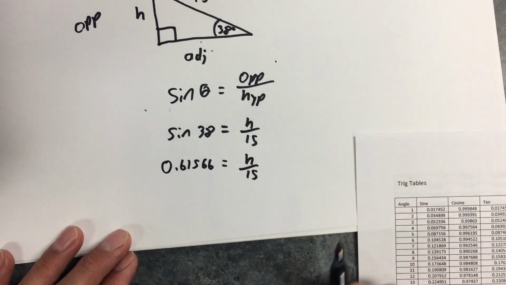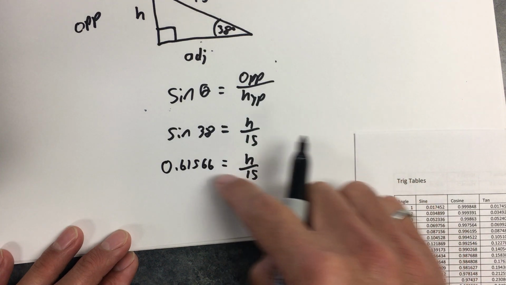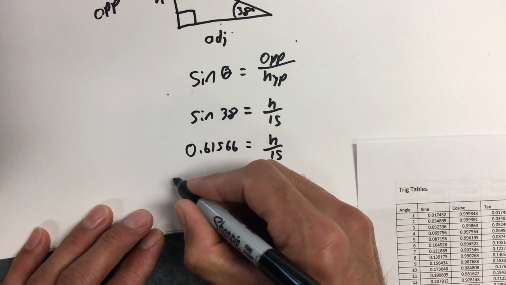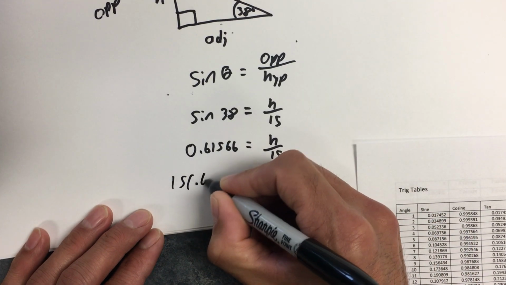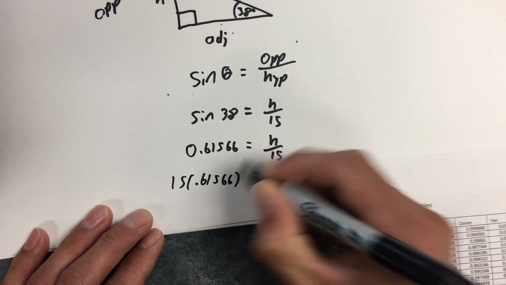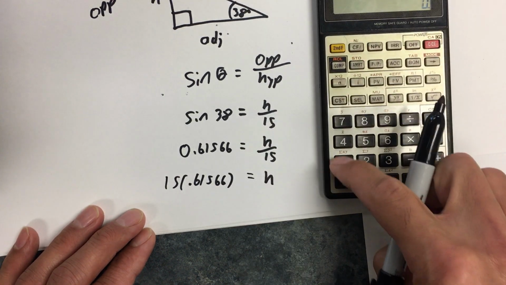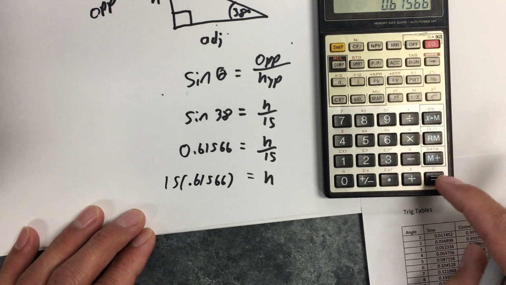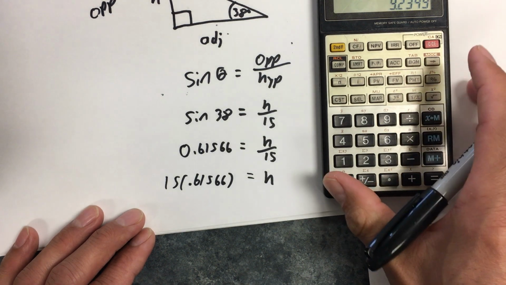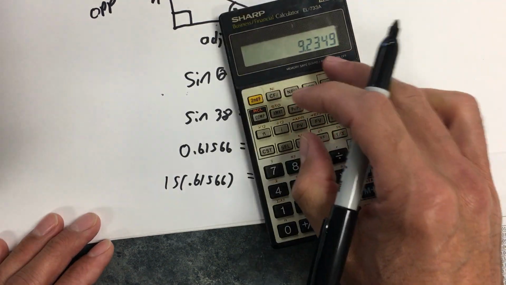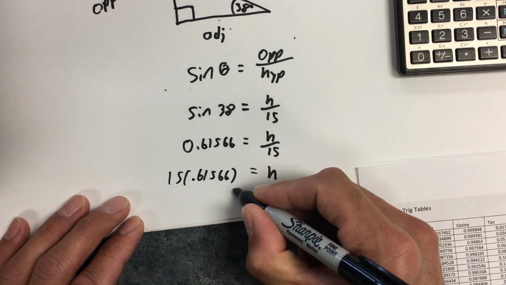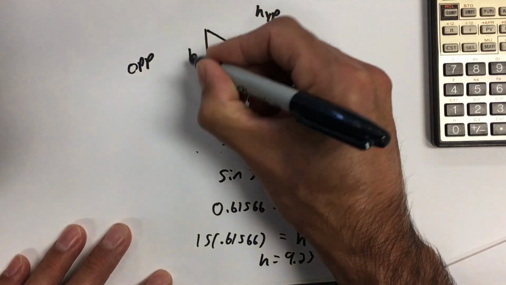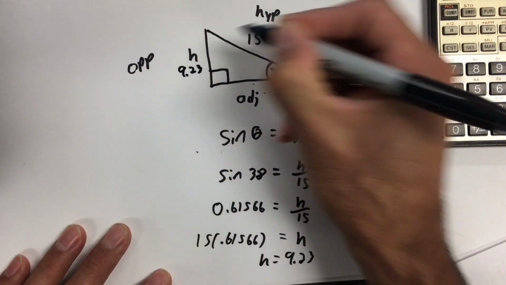Now I want to get H all by itself. I'm going to multiply both sides by 15. So H is equal to 15 times 0.61566, which is 9.23. So this height is 9.23.